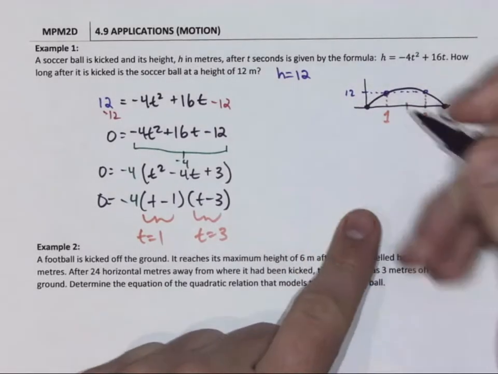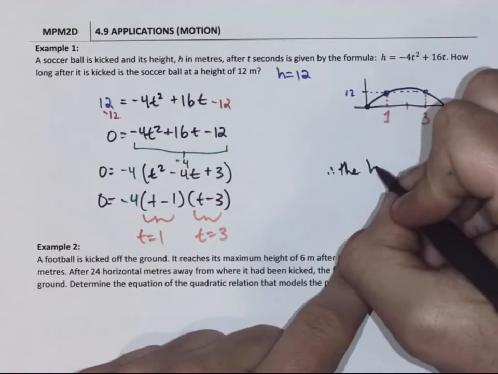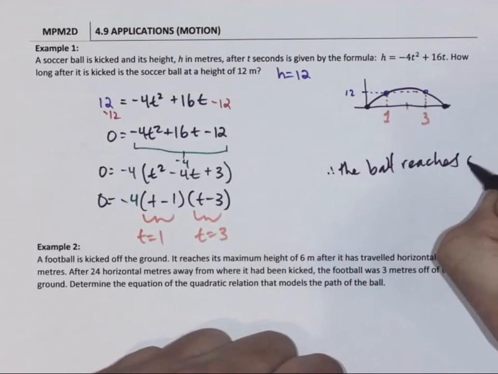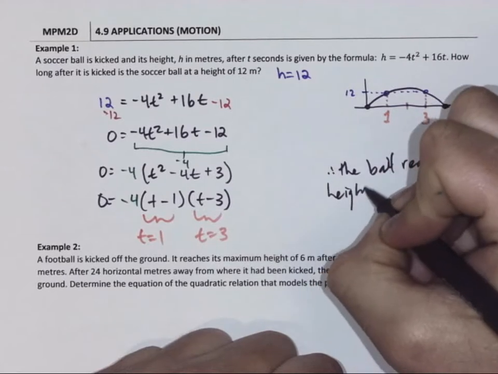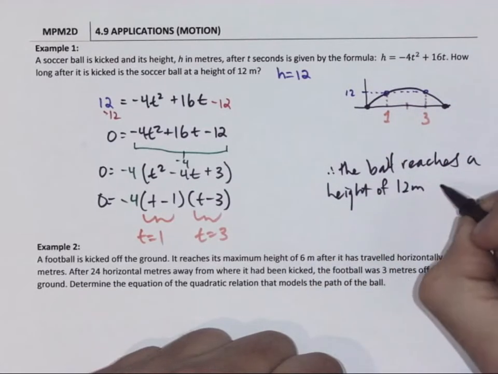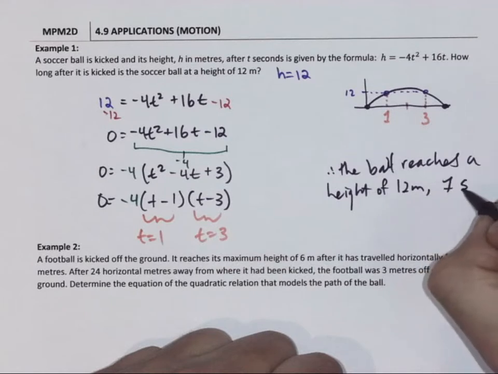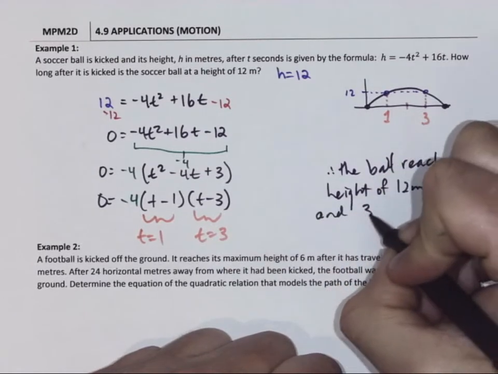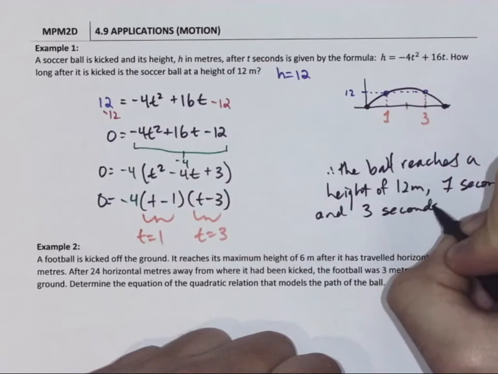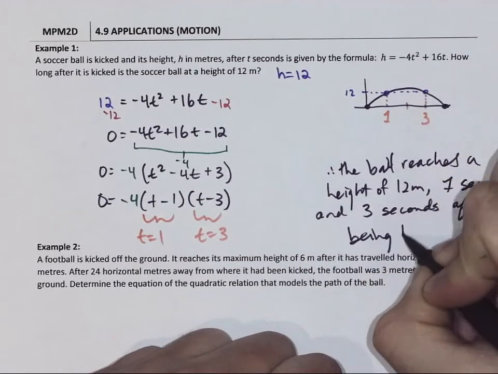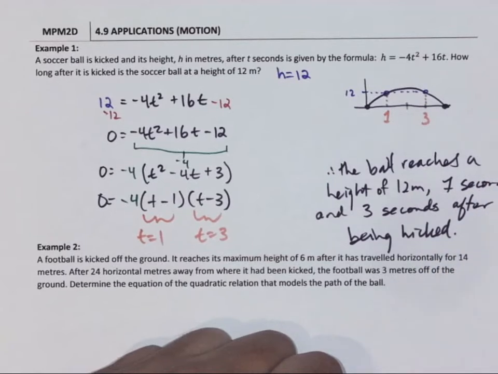So we can say, therefore, the ball reaches a height of 12 meters 1 second and 3 seconds after being kicked.